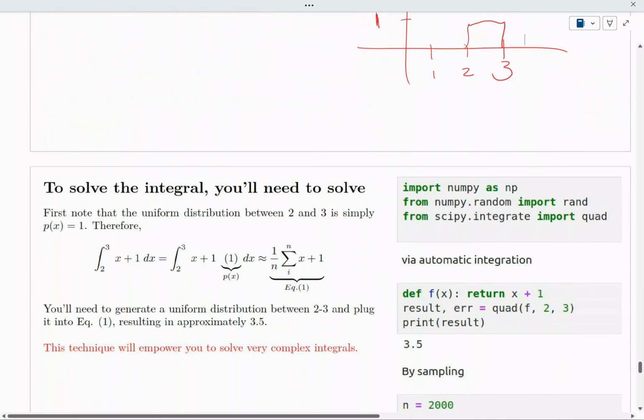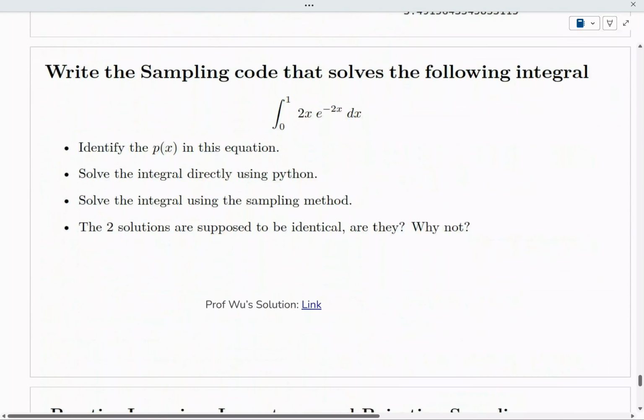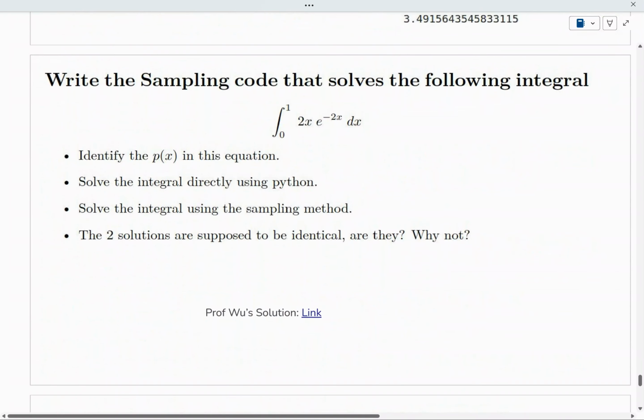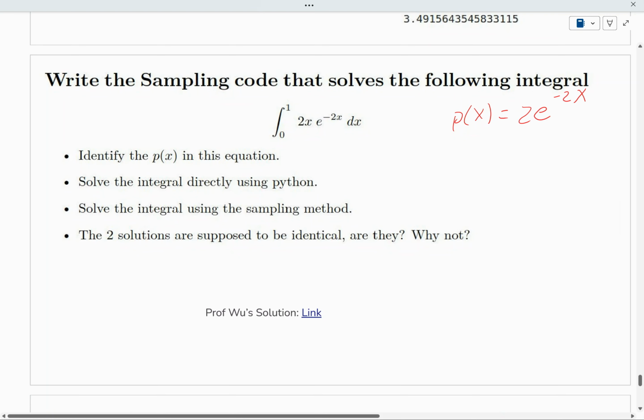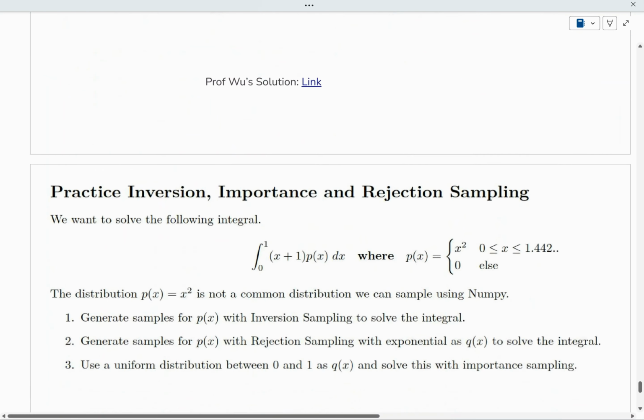Now, once you're done with that, you want to solve the second one. You want to write another sampling that solves this integral. You want to identify p of x, which here is an exponential distribution. So that's the p of x, and you can pull that out and generate samples based on that. Okay, I think that's it for today.